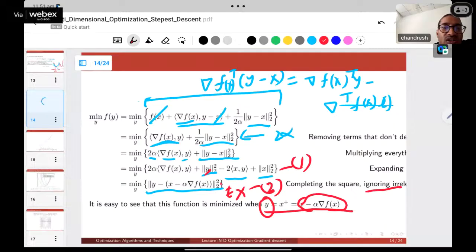Now you see this equation is nothing but your gradient update equation. x plus is the updated value, that is y. The updated value of the parameter is nothing but the old value minus alpha times the gradient. That's where the gradient descent update equation comes from. It's not like some magic thing happened. Somebody wrote this thing, but everything in math has logic.